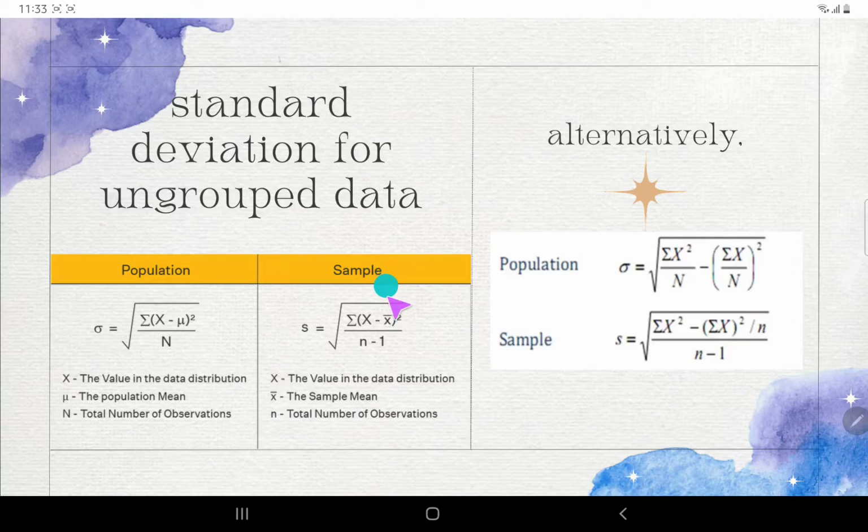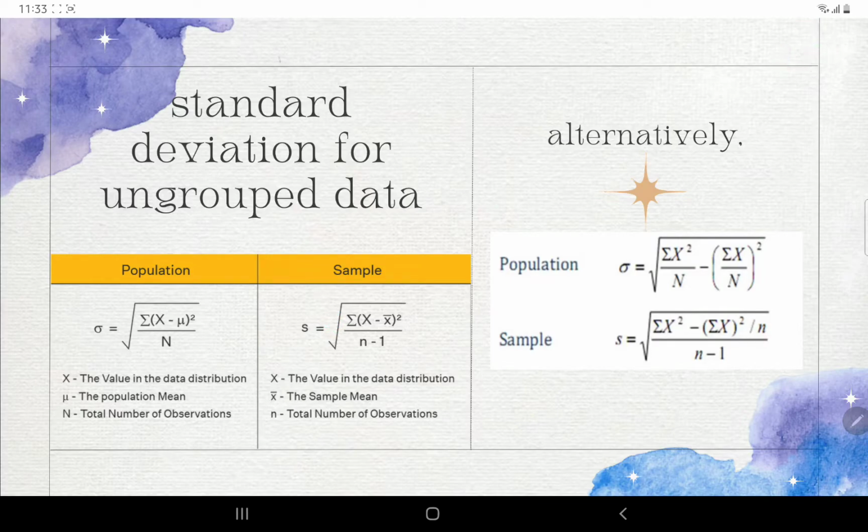For sample standard deviation, you need to subtract the sample mean from the value in the data distribution, square it, total up, and then divide by n minus 1, and then square root. That is for the sample standard deviation.